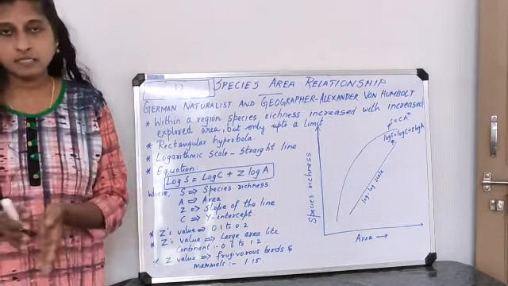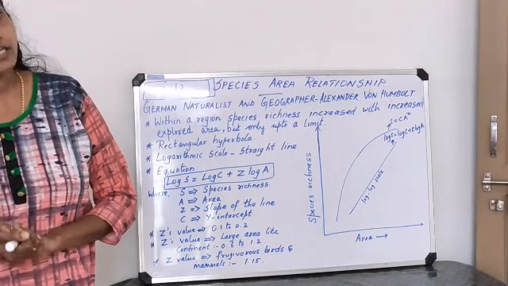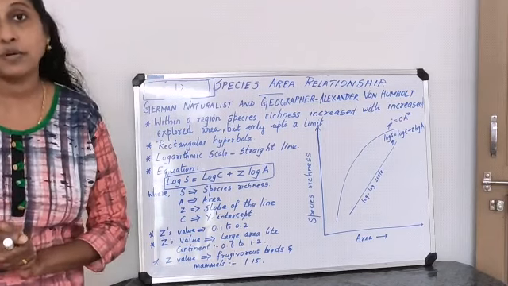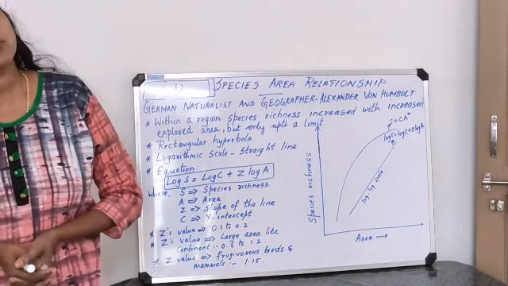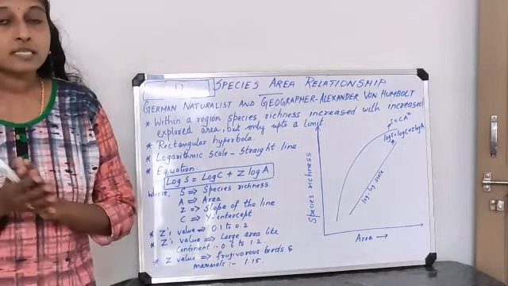And what is the Z? Slope of the line is a constant value. It usually remains 0.1 to 0.2, but in case of large area, it is 0.6 to 1.2, and in case of frugivorous birds and mammals, it is 1.15. Okay, hope it is clear.